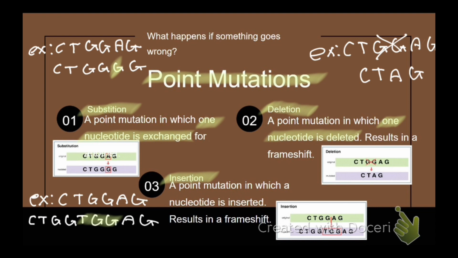So those are 2 types of point mutations. We have a substitution. One nucleotide is exchanged for another. So that A was exchanged for a G. And then we have a deletion where one nucleotide is deleted. So we have both of those G's, or one, however many, completely deleted from our original strand. And our last one, insertions.